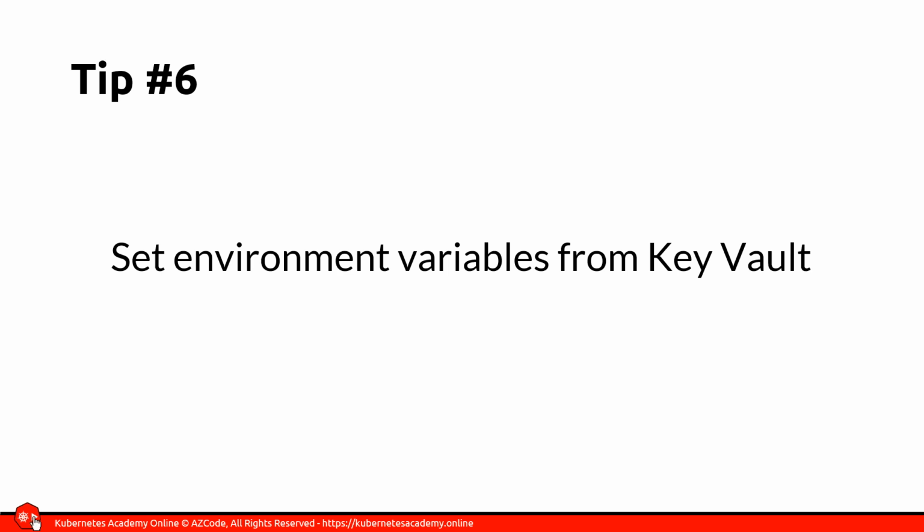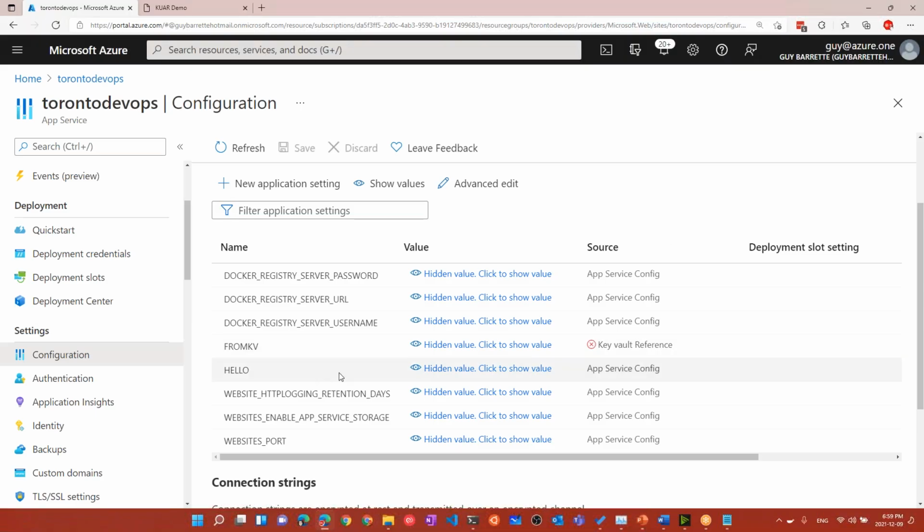From the actual portal, there's no way for me, if I don't have access to the key vault, to see the actual value here. Of course, if I connect to the actual container and look at the environment variable, I'll be able to see the value. But if I have only access to the portal, I won't be able to see the actual value coming from the key vault.